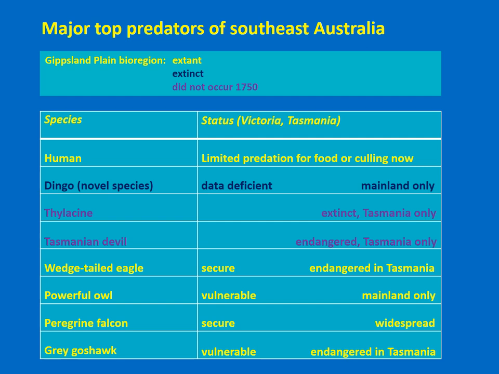The thylacine and devil are on the table only because they are or were effective top predators in remote areas seldom visited by humans, such as wet forest and rainforest. But out in the Gippsland Plain bioregion, they were mesopredators. They were hunted by Aboriginal people. In fact, the Aboriginal people had to hunt them because they were very dangerous animals.